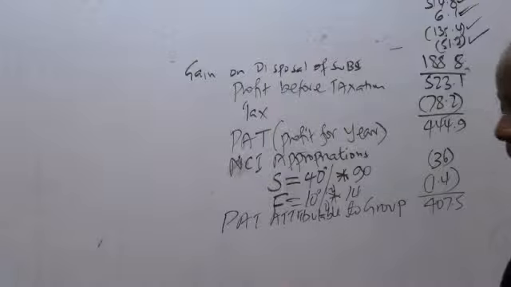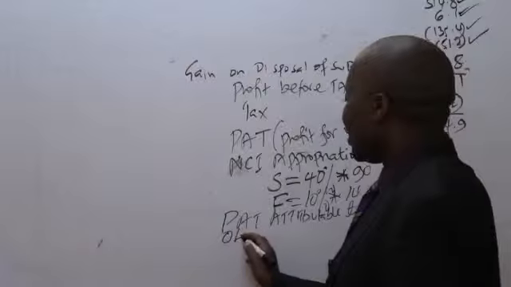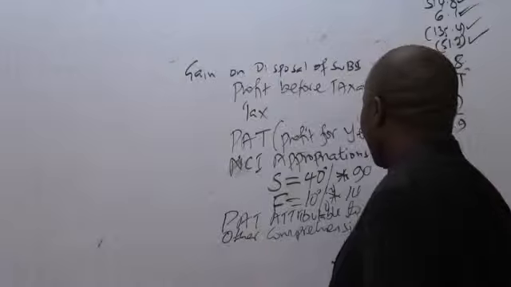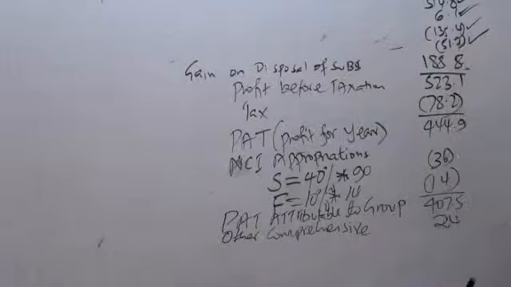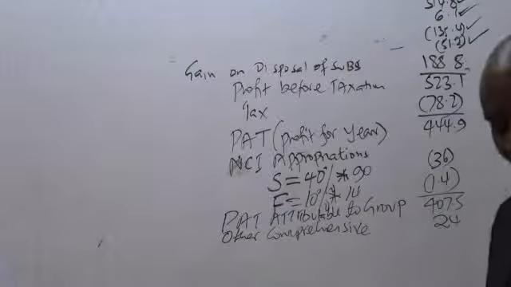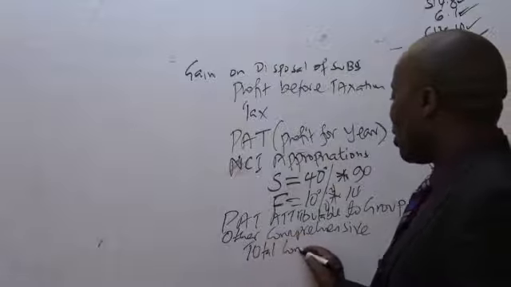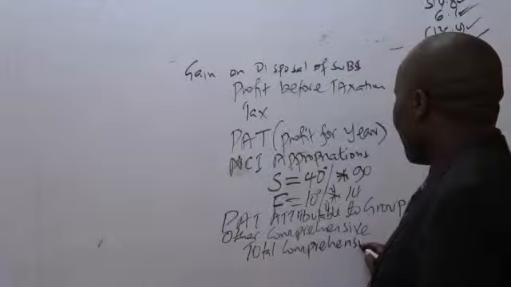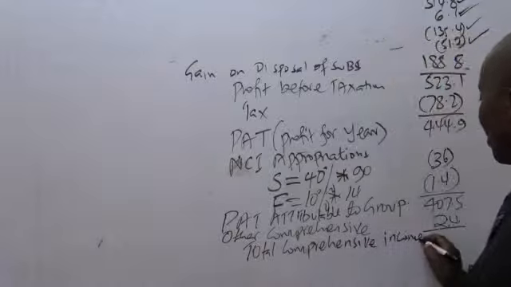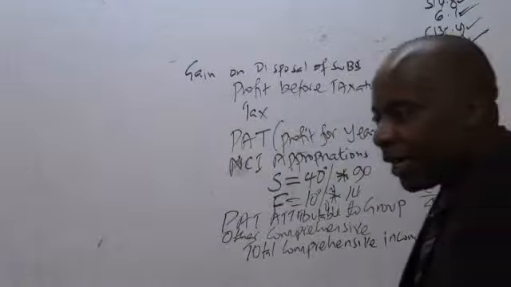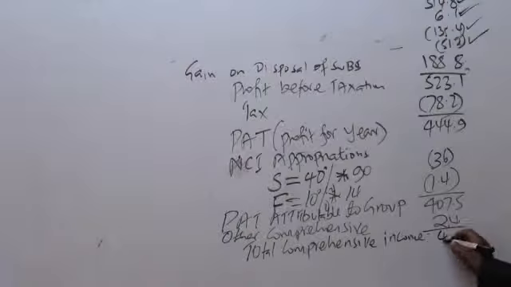We have other comprehensive incomes. Remember, we had already done this figure. If I remember very well, you guys gave me a figure of 24. Other comprehensive income, mlipatia 24, and therefore now we should be able to get the total comprehensive income. The total comprehensive income una add. Wananiambia kwamba ni 431.5, like that.